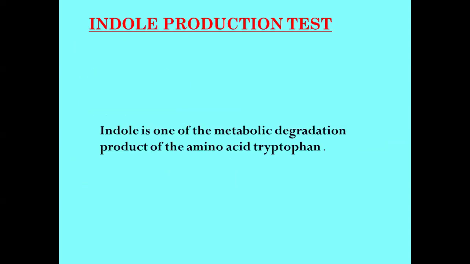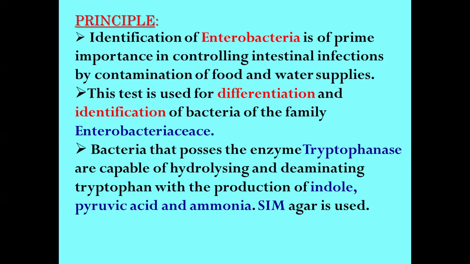First, we'll look into the indole production test. Indole is one of the metabolic degradation products of the amino acid tryptophan. The main use of IMViC, as we already discussed, is identification and differentiation of enteric organisms. Enteric means intestinal organisms, and this is very important for controlling intestinal infections caused by food contamination and water supplies.